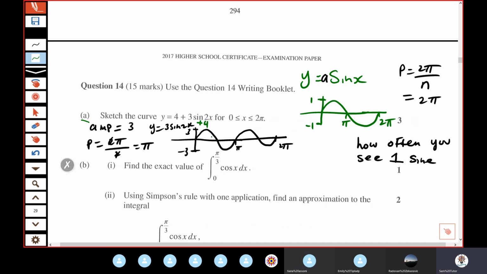Now, I don't move my whole thing up 4, because that would be a waste of time of what I've just drawn. I don't have that time in my exam. The trick is move the graph down. You guys are remembering now.